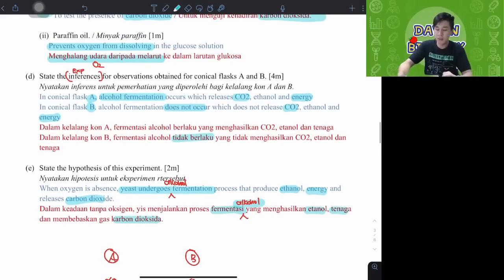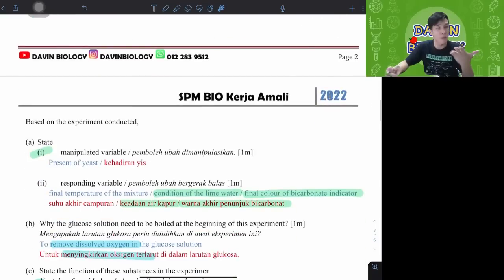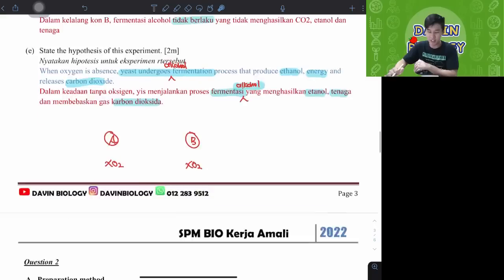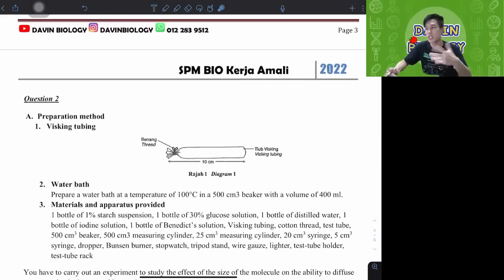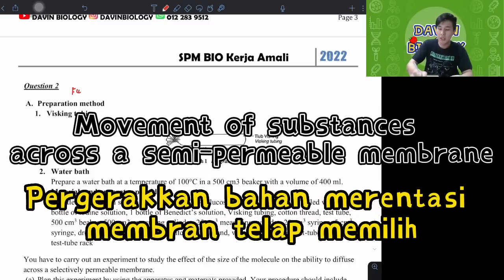Once again, remember, observation usually is just recording your result in the table, which is easy marks. Then variables, this one you know. Then remember, inference is explaining your observation. And for fermentation, these are the types of questions they might ask. It's very simple. I also prepared another experiment, in case this one can come up, because I also saw some of the tips have this one. So this is your Form 4 Chapter 3, movement of substances across a semi-permeable membrane.